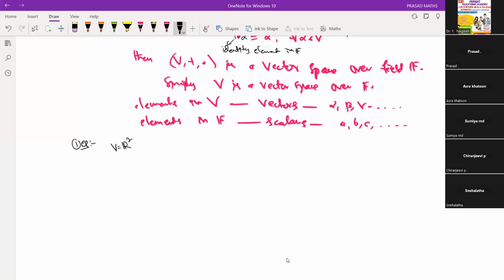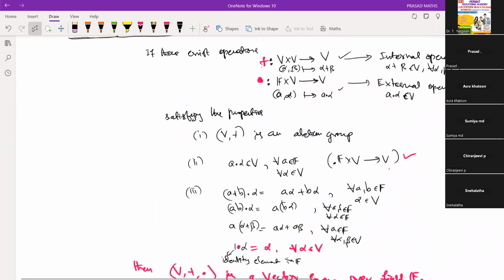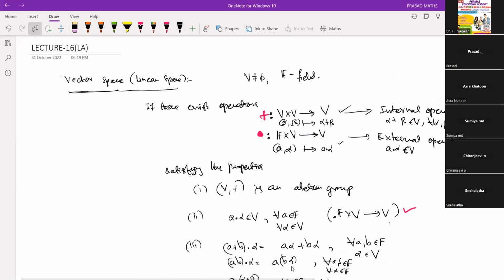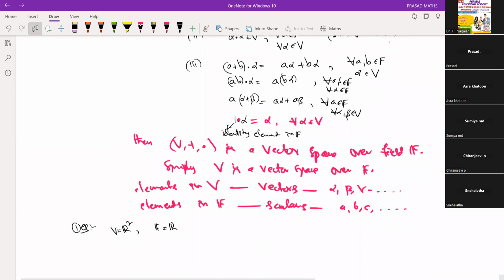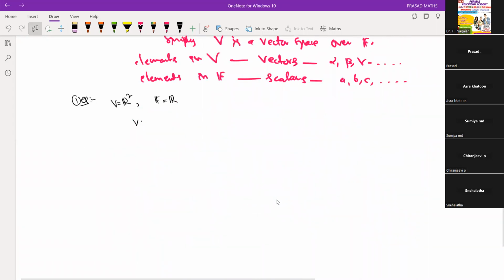Suppose we take V equals R2 and F equals the real field. In order to define a vector space, I require two operations. One is internal and one is external. Vector addition is the internal operation, which I denote like this.